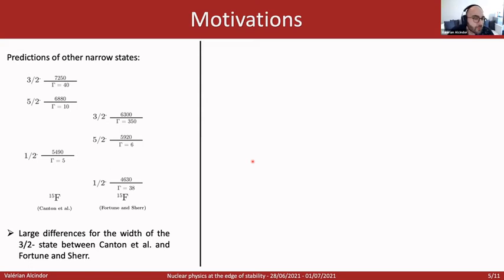Another motivation for studying fluorine 15 was the recent prediction from Canton and collaborators and Fortune and Sherr, which both predicted that there were other states at higher excitation energy, 5 alpha minus and 3 alpha minus states. And one interesting thing here is that you see that the energies are quite different between the two predictions. And particularly, one of the interesting disagreements between the two predictions was the width of this 3 alpha minus state, which is an order of magnitude narrower in the prediction of Canton and collaborators.